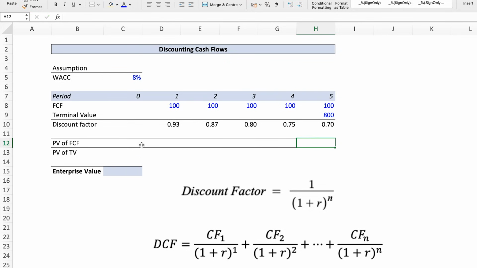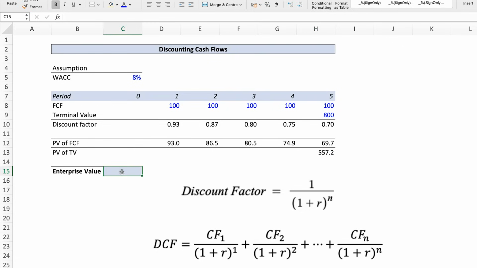So once we have the discount factors, we have to find the present value of the free cash flow. So that's actually just equal to this times the discount factor. Okay, and then we're going to move it along, so the same thing for all of these. And then for the terminal value, this one's actually in year 5 right now, and we want to take it back to year 0 as well. So we're going to go equals, get the terminal value of 800, and then times that by the discount factor.